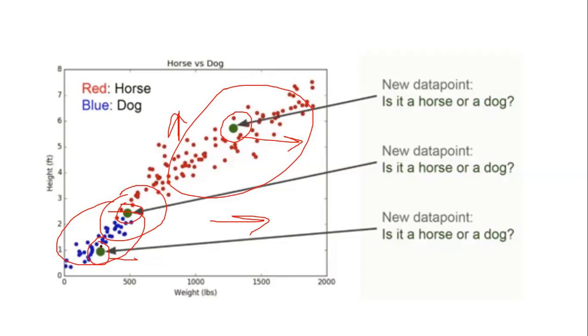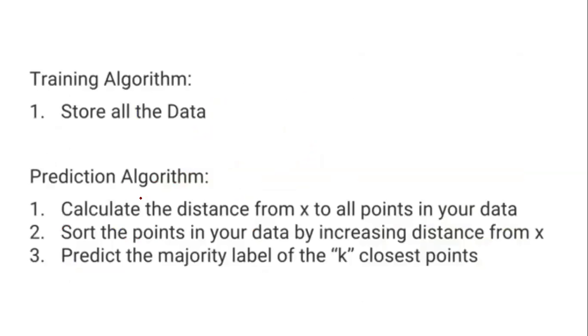For the other two points, it is very easy. I will just look at all the neighboring points. This one has to be a dog, and all the neighboring points for this one say it has to be a horse. But for this one, half of them are horses, half of them are dogs. What will I do? Here I'll make use of the KNN algorithm, right?